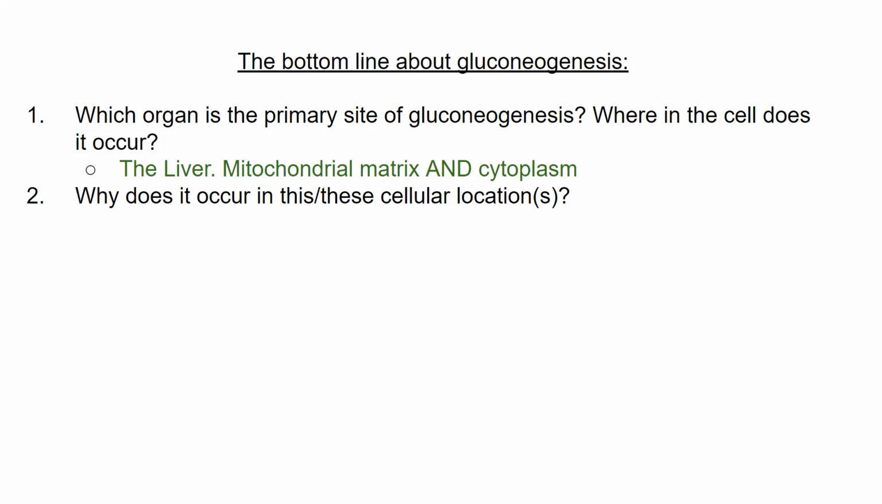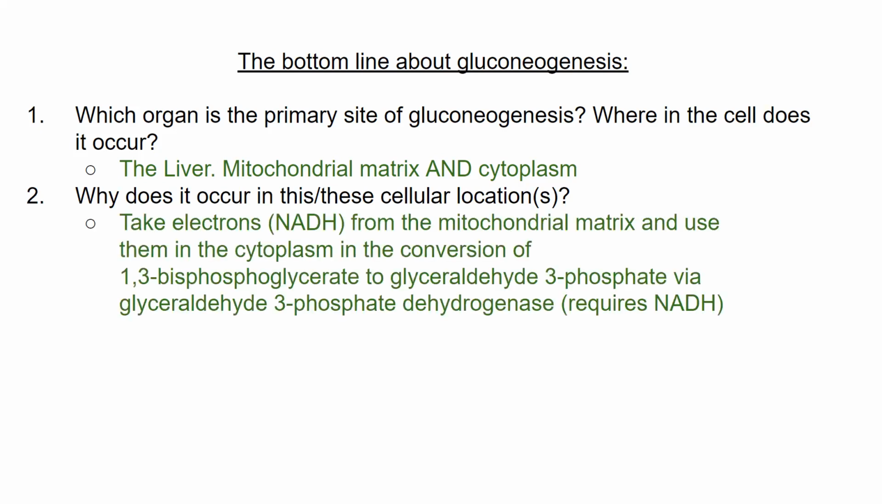So why does it do this? Why is it partly in the matrix and partly in the cytoplasm? Does anyone have any ideas why? It's not super intuitive, yeah. Very good. Yeah, it has to do with the electrons. So you got to get your electrons out of the mitochondrial matrix and then use them for that glyceraldehyde 3-phosphate dehydrogenase step, which, if we recall, required NAD+ going through glycolysis, but now we're going the opposite way. So we need NADH.